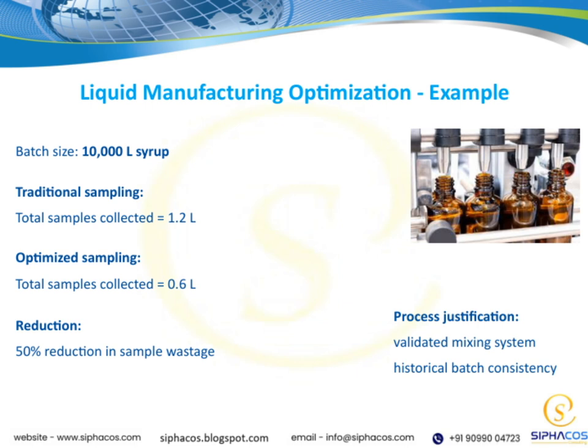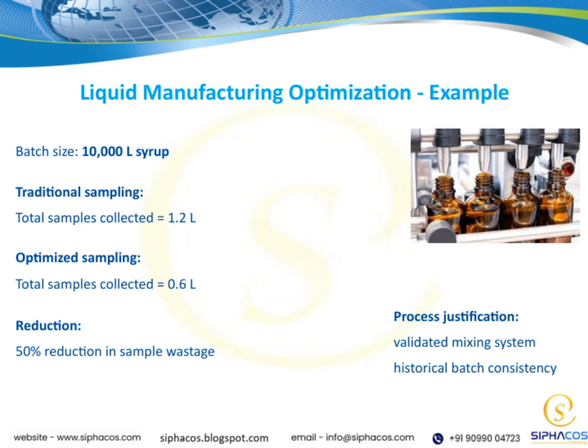Now, moving to the example of liquid manufacturing optimization. Here, we're working with a batch size of 10,000 liters of syrup. Traditionally, when we sampled this batch, we collected a total of 1.2 liters of samples. While this might seem small, it actually represents a significant volume of sample wastage, especially when scaled across multiple batches.